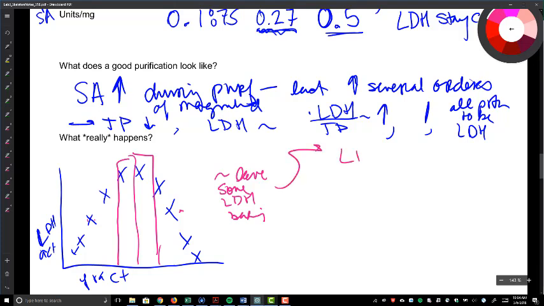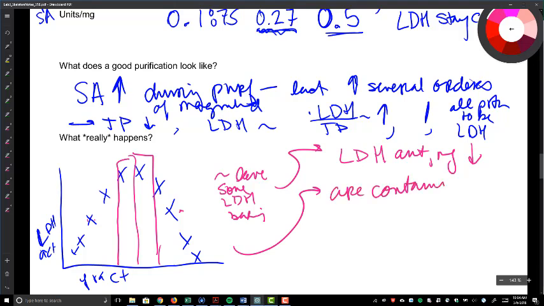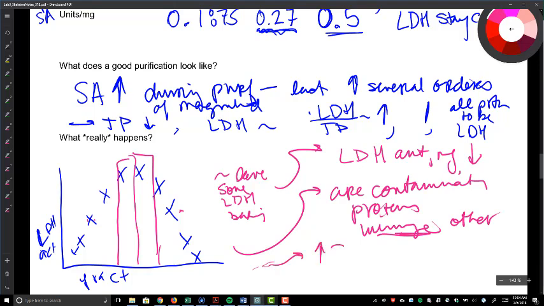So your total amount of LDH in milligrams is going to go down. But also, there are probably going to be contaminating proteins there. That's why we don't take all the fractions on the edges, because you want to minimize the other proteins being taken up. So in reality, you're probably going to see the specific activity increase.